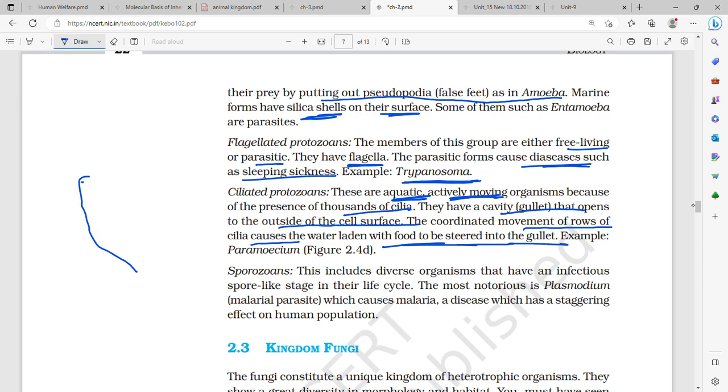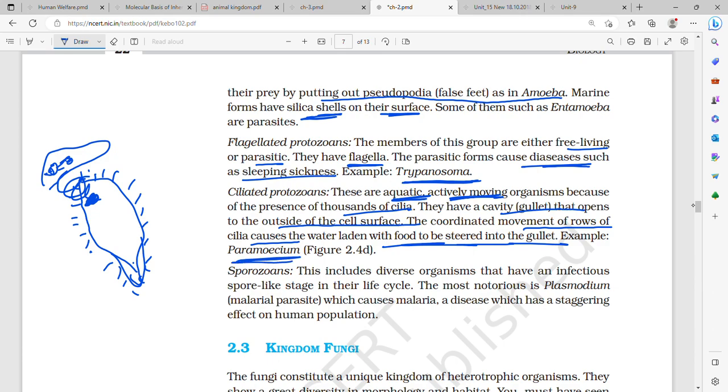So let's say this is a ciliated protozoan. Then they have so many cilia, and here there's the gullet. Because of this cilia, the water laden with food steers into the gullet. An example is paramecium. Then sporozoans, diverse organisms which have an infectious spore-like stage in their life cycle.